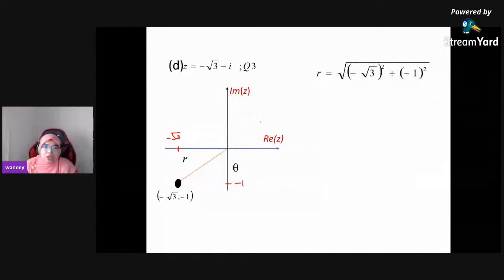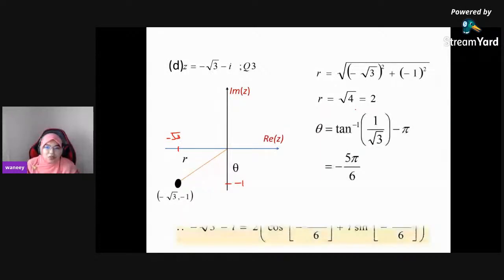Okay, so when you want to calculate the modulus of Z, that is actually the square root of negative square root of 3 squared plus negative 1 squared. So square them one by one. The negative 1, you square first, so it will become positive. The square root of 3, if you square it, will become 3. So it will become 3 plus 1, which is simply the square root of 4. So it will become 2. So the square root of 4 is equal to 2. So done with the modulus.